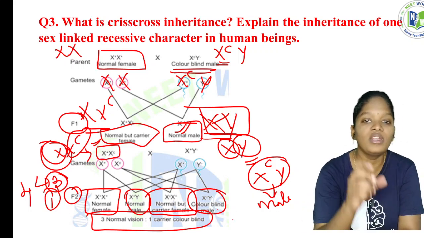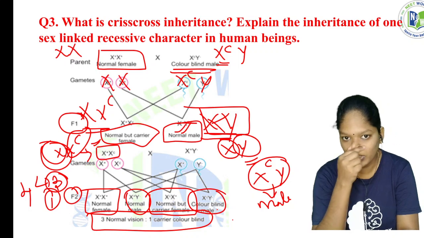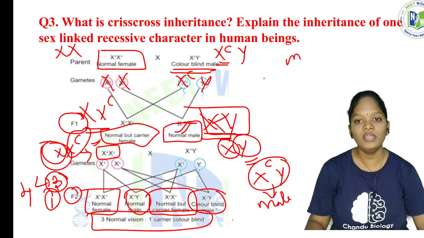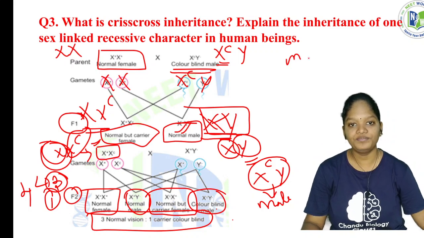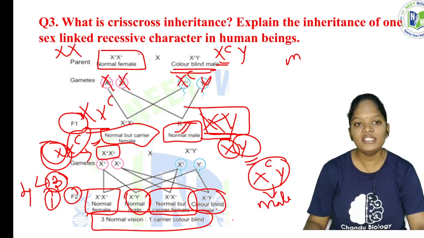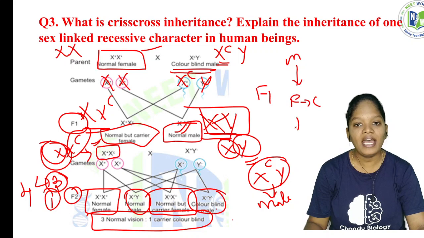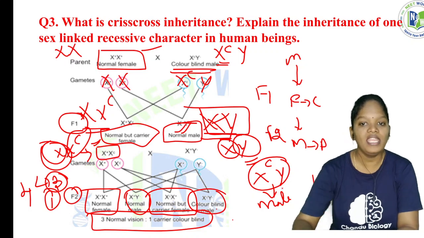So this is what is called the crisscross pattern. Initially the male is affected, but the normal female is there. In all these cases, the male is always getting affected and the female is acting as a carrier. So with the color blind male, in the first generation the female is acting as a carrier, and in the second generation the male is getting affected.